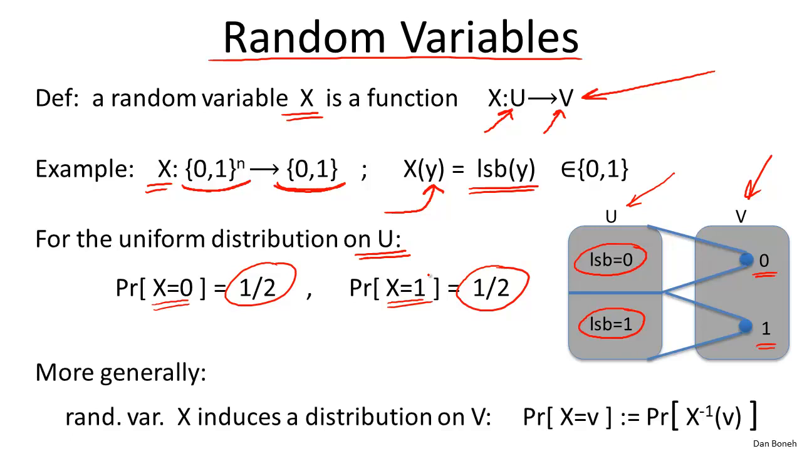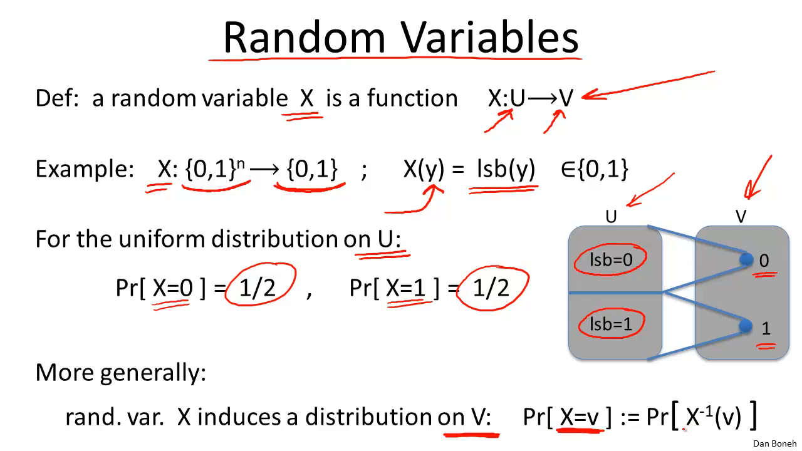Now, more generally, if we have a random variable taking values in a certain set V, then this random variable actually induces a distribution on the set V. And here I just wrote in symbols what this distribution means, but it's actually very easy to explain. Essentially what it says is that the variable outputs v basically with the same probability that if we sample a random element in the universe and then we apply the function X, we ask how likely is it that the output is actually equal to v.